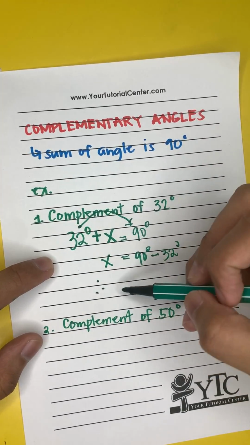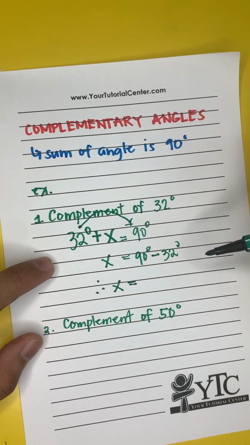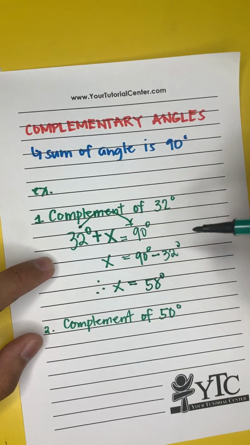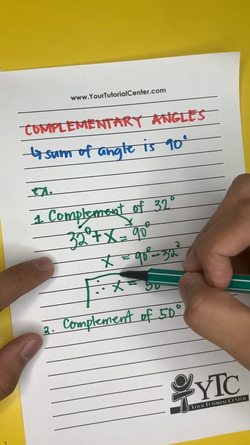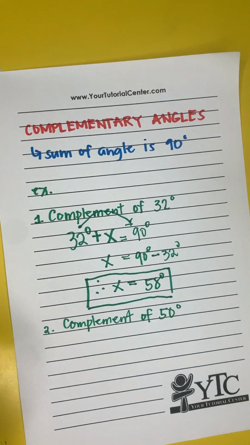So for now, we can solve for our x. So 90 minus 32 is equal to 58 degrees. So therefore, that is our complement of 32 degrees.